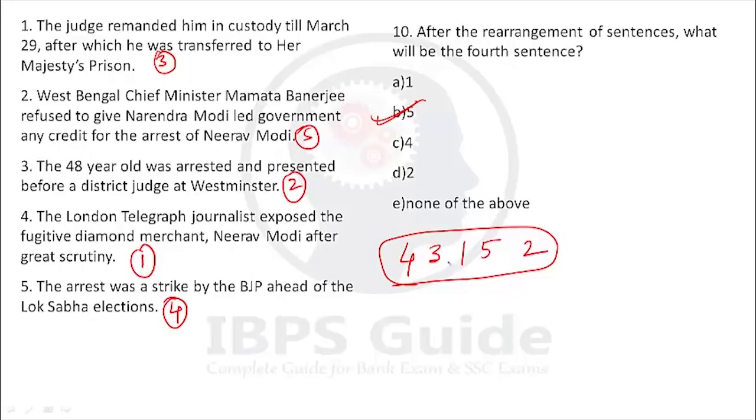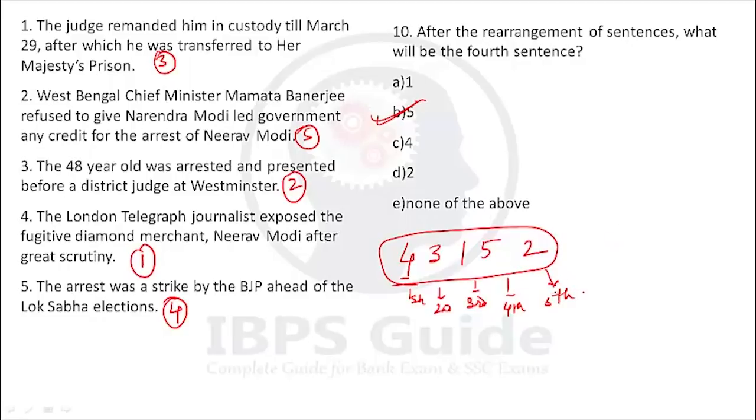Or here 4, 3, 1, 5, 2 means that the 4, means fourth, that is 1. Then that is the first sentence. That is the second sentence. That will be the third sentence. That will be the fourth sentence. And this will be the 5th sentence.